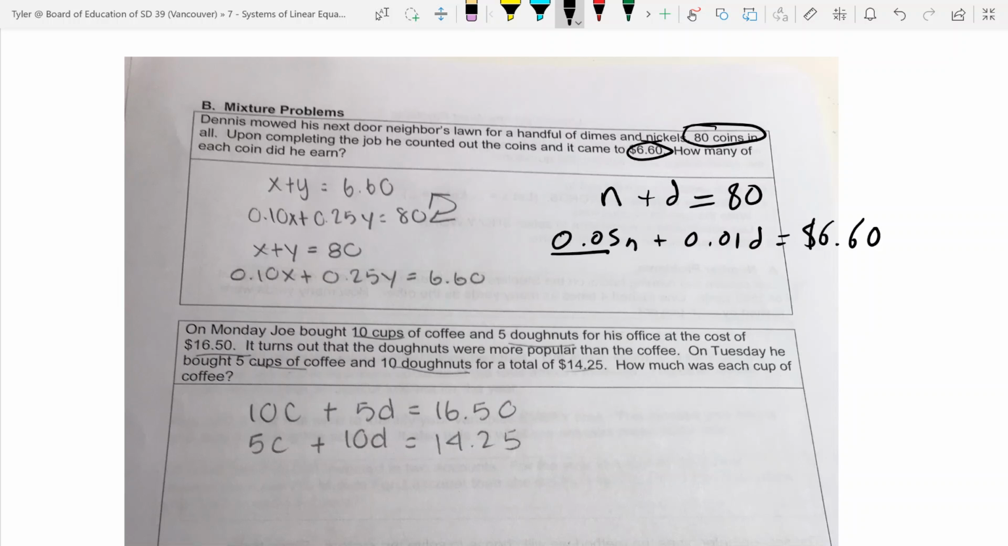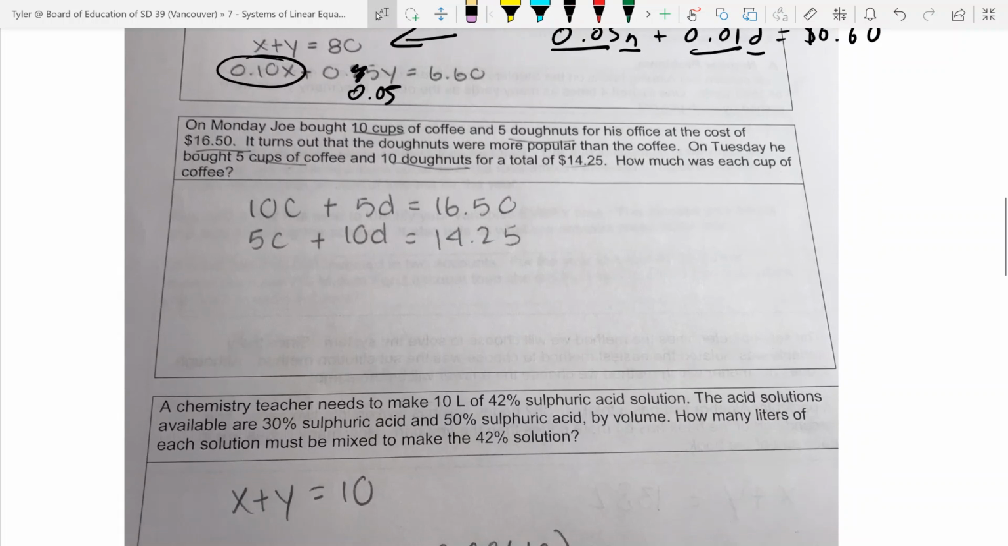So this is the value of the nickels times the number, plus the value of the dimes times the number of dimes, which gives you a total value in money. This student made a mistake because this was right for the dimes, but a nickel is only 5 cents, so it should have been 0.05. Cool, that one's good.